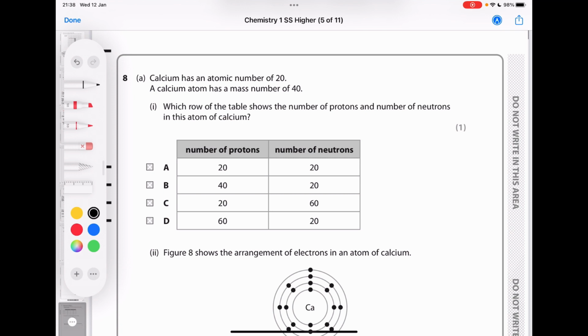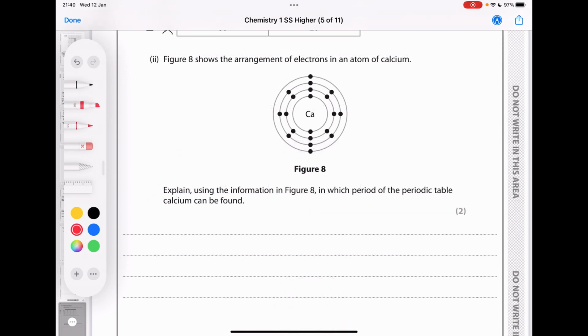Question 8 is mostly about topic 1, about atomic structure, but also involves some stuff from topic 7 as well. So, first one, calcium has an atomic number of 20 and a mass number of 40. We should remember that the number of neutrons is equal to the mass number minus the atomic number. So, atomic number is 20, therefore 20 protons, so therefore must be either A or C. And then the number of neutrons, 40 minus 20 is 20, so my answer must be A.